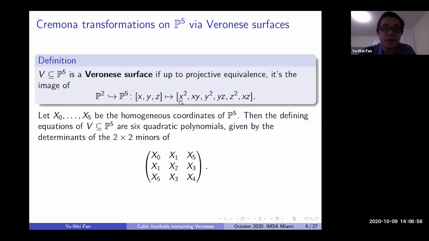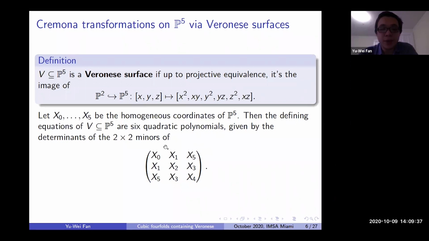These defining polynomials are 6 quadratic polynomials given by the 2x2 minors of the symmetric matrix. For instance, if we look at the first 2x2 minor, then we get the determinant x0 times x2 minus x1 squared. That corresponds to the fact that s squared times y squared equals (xy) squared. So there are 6 quadratic polynomials given by the determinants of these 2x2 minors, and these are the defining polynomials.